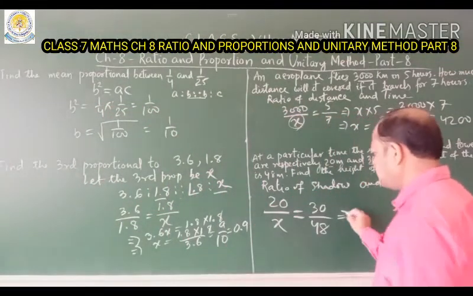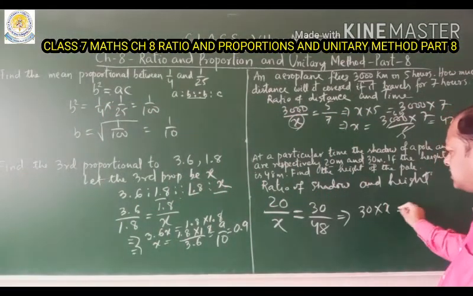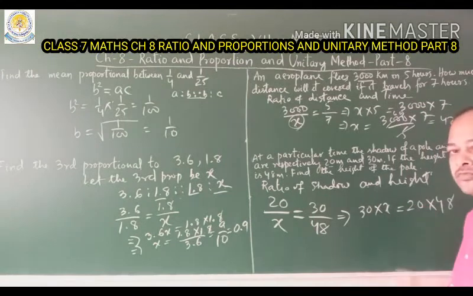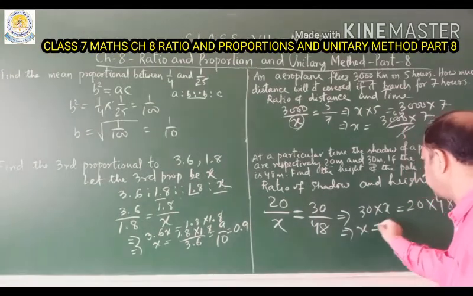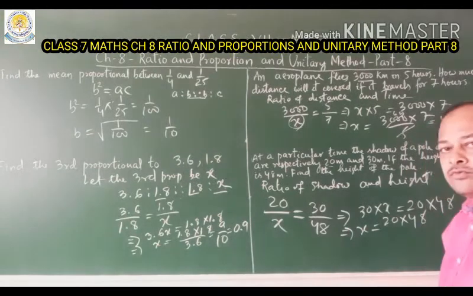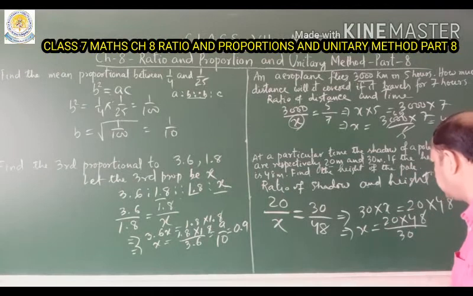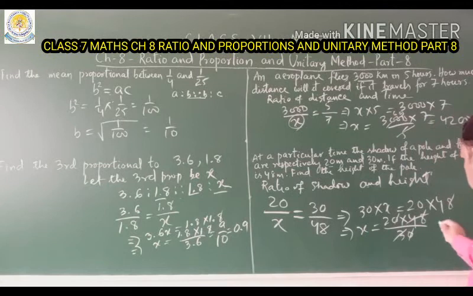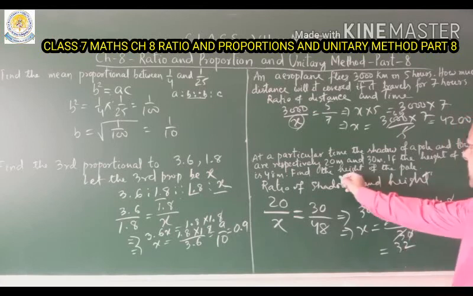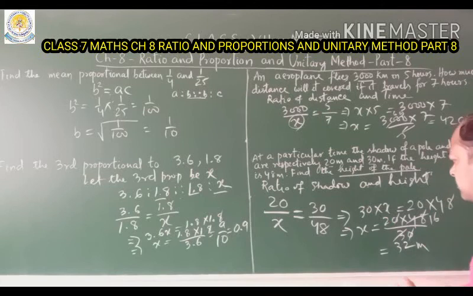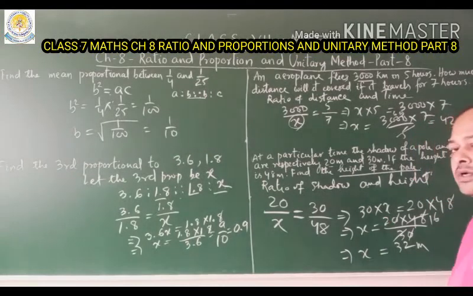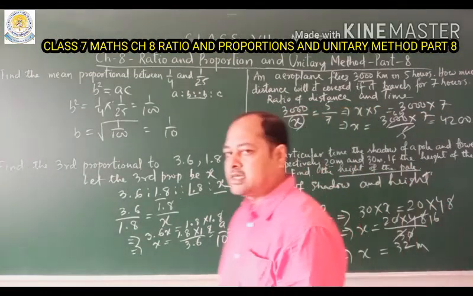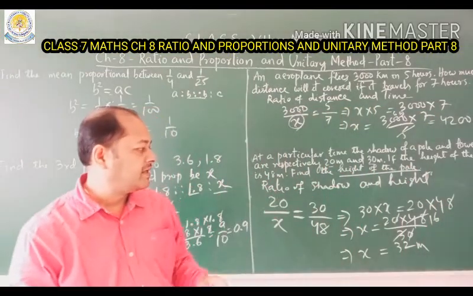So let's find out. 30 into x equal to 20 into 48, or x equal to 20 into 48 upon 30. Simplifying here: 3 1s are 3, 16 2s are 32. So what did you get? 32. What is 32? We got the x value as 32, and x is the height of the pole. So the height of the pole is 32 meter.